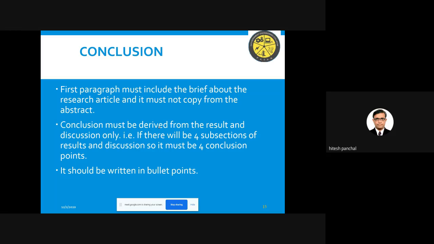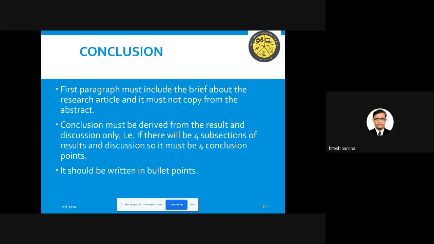And if you ask the same question to other researchers, what is the difference between the abstract and conclusion, sometimes they are not in a position to answer. But as a good researcher, you must know the difference between the abstract and conclusion.